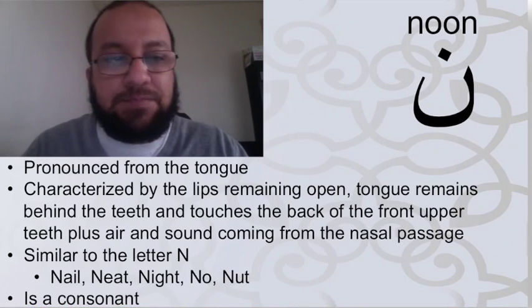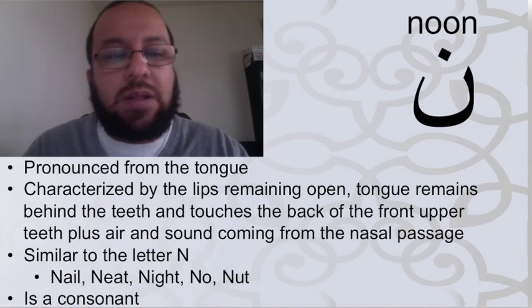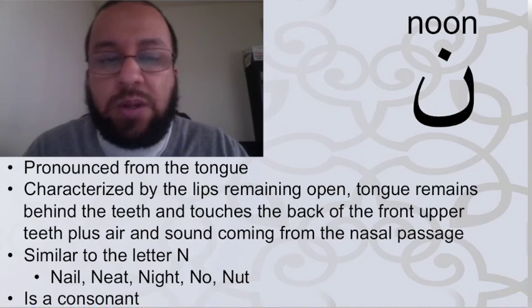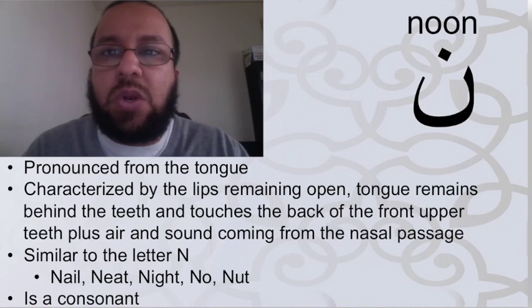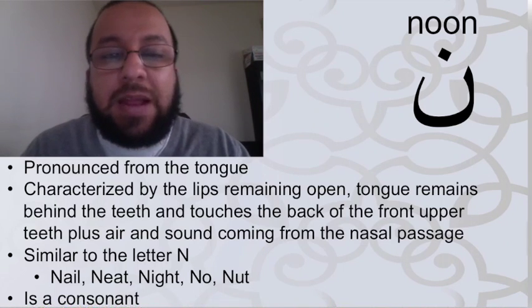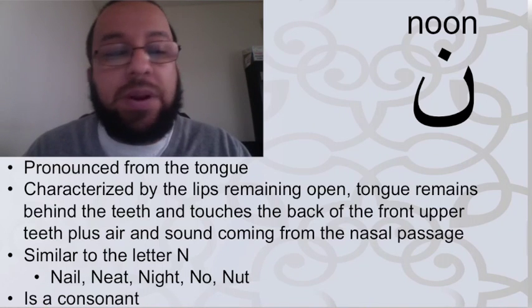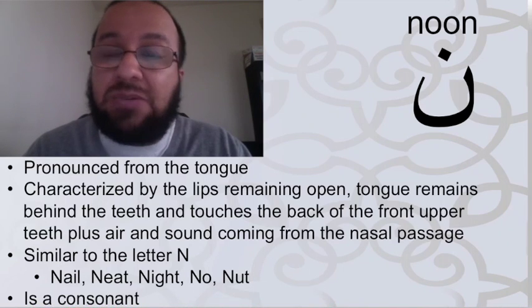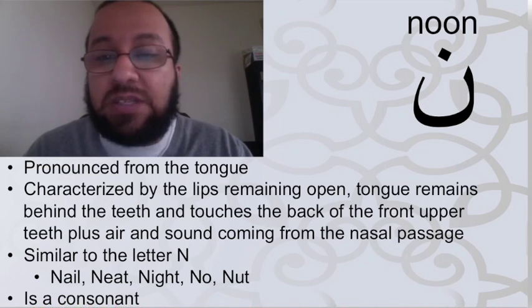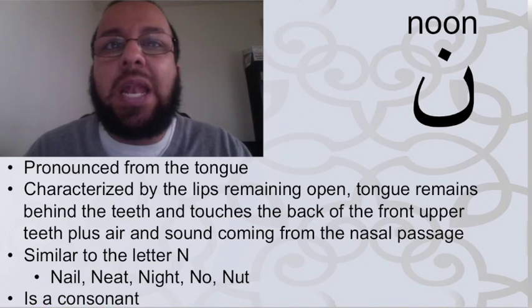Moving on. Next letter is the letter noon. The letter is noon. This letter is pronounced from the tongue. And this letter is characterized by the lips remaining open and the tongue remaining behind your teeth. But just like the Meem, the sound and air comes from your nasal passage. So it's like this. Noon.